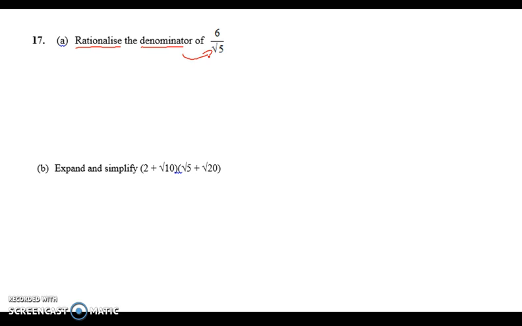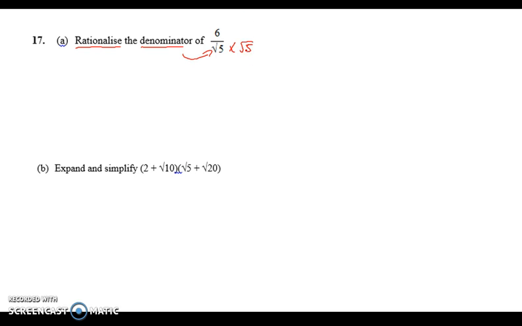And the best way to get rid of a square root of something is to undo the square root. So how do we undo? What's the opposite of square rooting? How do we undo a square root? We square. So let's square this. Let's times it by itself. So if we times it by root 5, then we'll get rid of the square root sign.